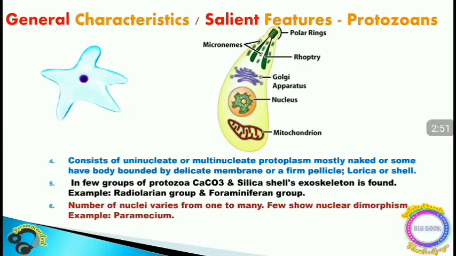In a few groups of protozoa, calcium carbonate and silica shell exoskeletons are found. The examples are the radiolarian group and the foraminiferan group. So these are the two groups which have silica shells and calcium carbonate shells. The number of nuclei varies from one to many. Few show nuclear dimorphism, as we are going to observe in the paramecium.